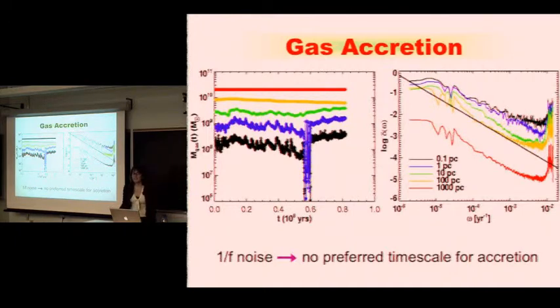This corresponds to 1 over F noise, which means that at least over this time, we don't find any preferred time scale for accretion. This just confirms what you see when you look at this: there are no obvious cycles for accretion on the scales over this time, which maybe isn't surprising.